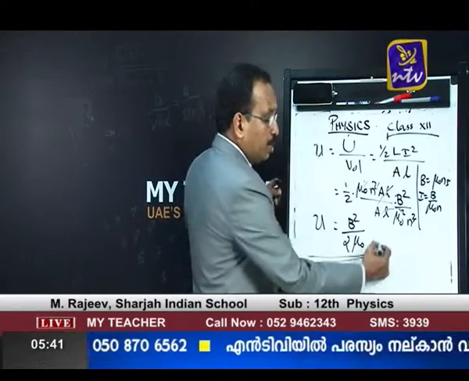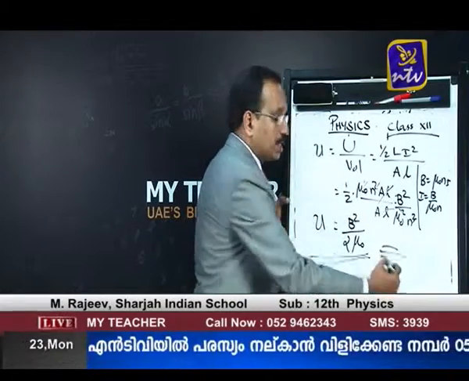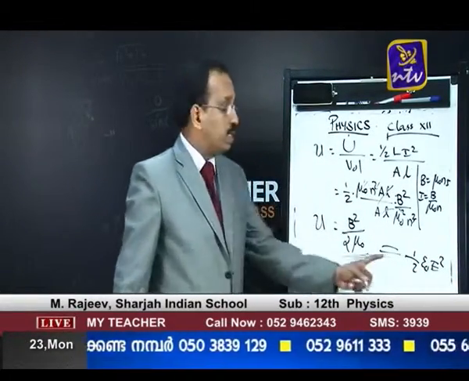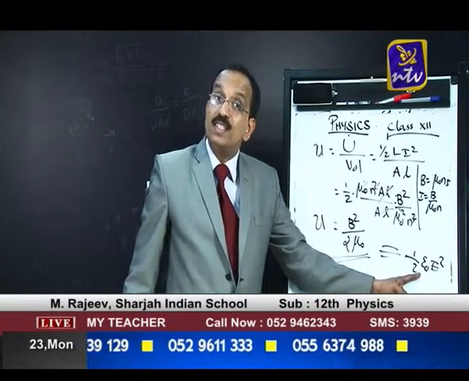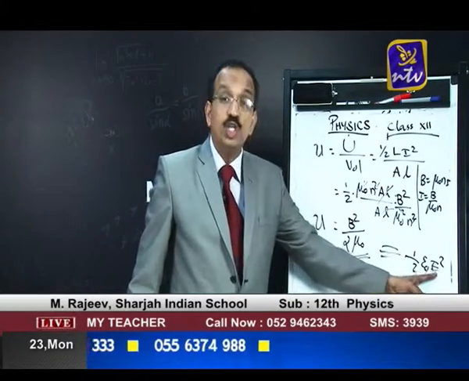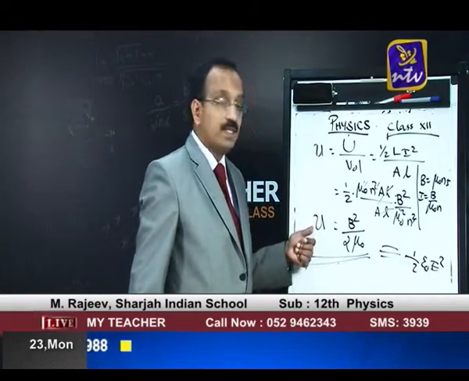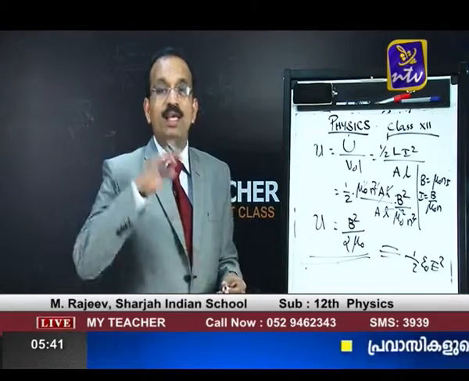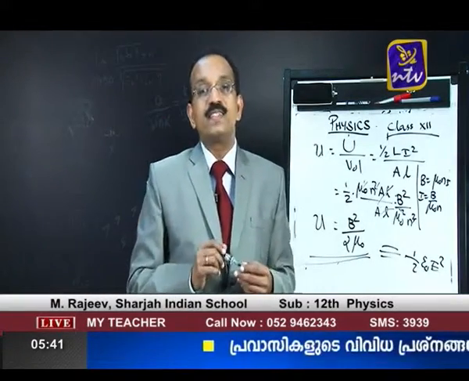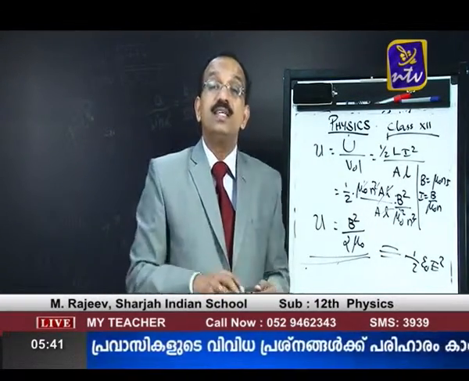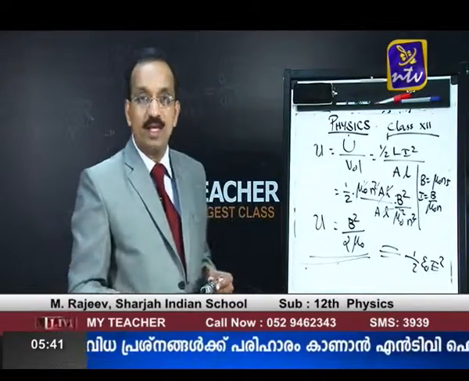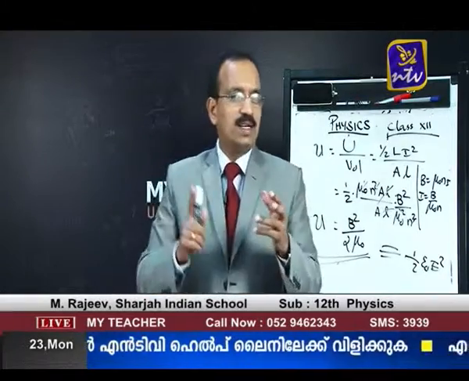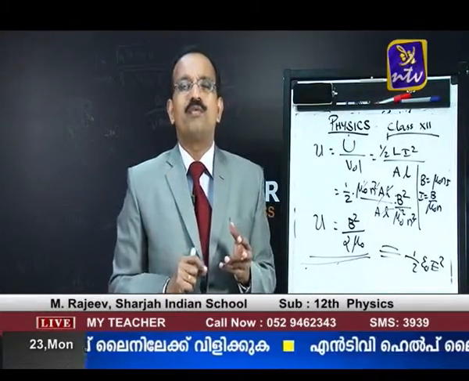Similar to this, we have seen an equation in a capacitor, half epsilon 0 E squared. You can make out one thing clearly: the energy density in a capacitor is directly proportional to E squared. Similarly, energy density in an inductor is directly proportional to B squared. So, either in a capacitor or in an inductor, the energy density is directly proportional to the square of the field, either electric field or magnetic field.